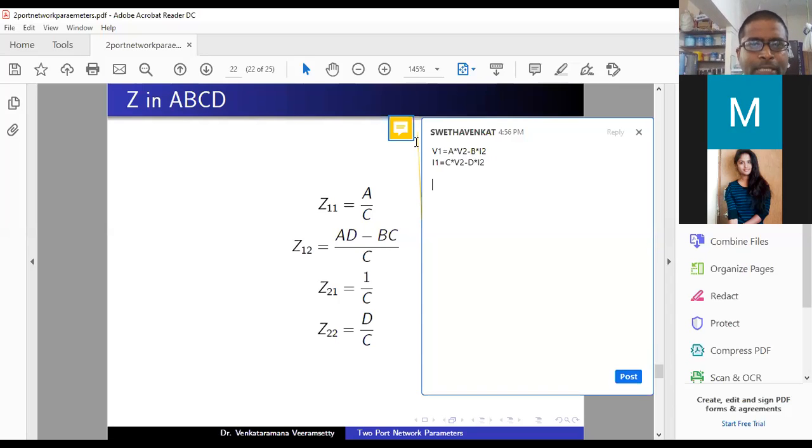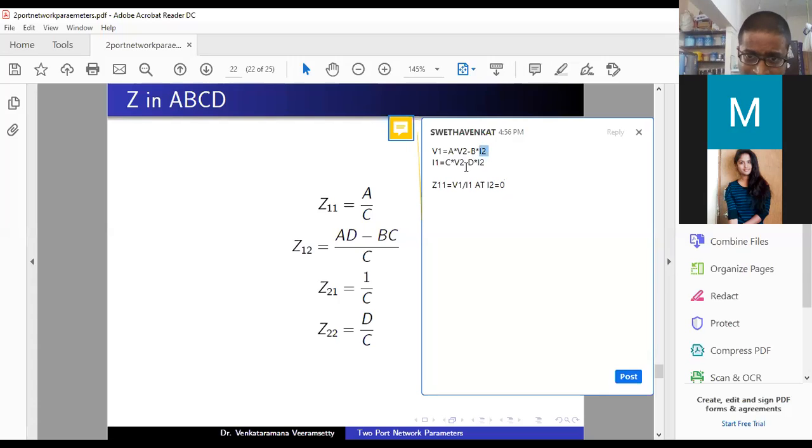Now, first I want to find Z11 in terms of the ABCD parameters. How do we define Z11? Z11 equal to V1 divided by I1 at I2 equal to 0, right? So since I2 equal to 0, keep I2 equal to 0 in this equation and in this equation.